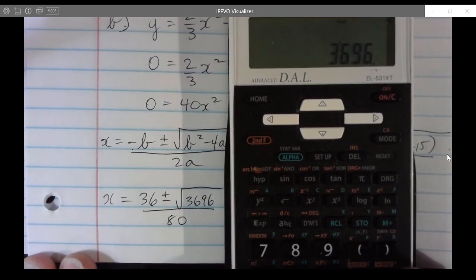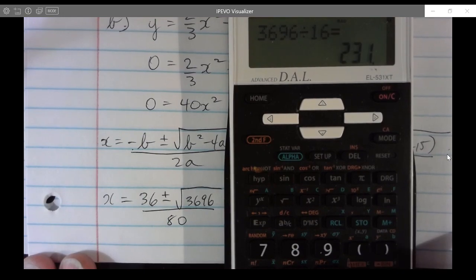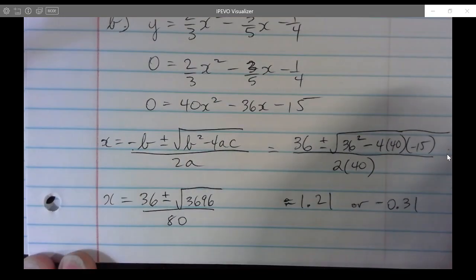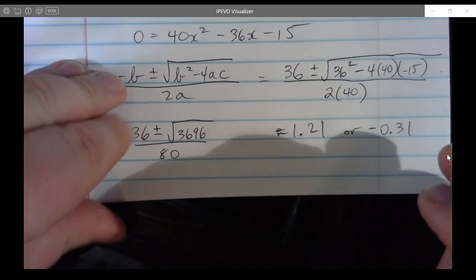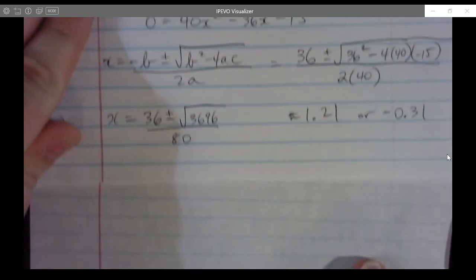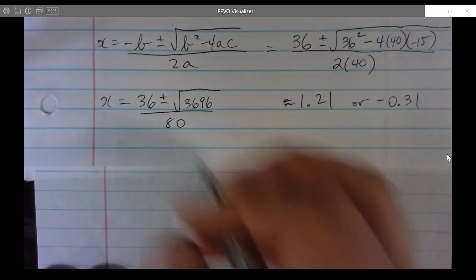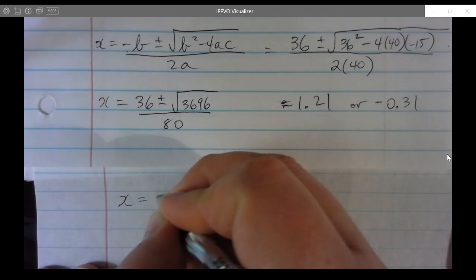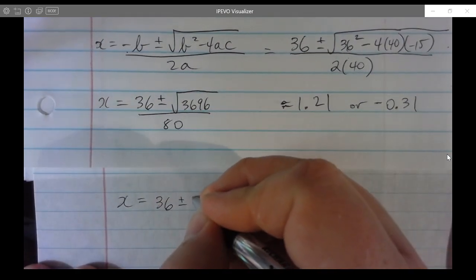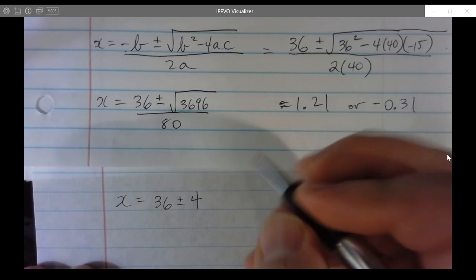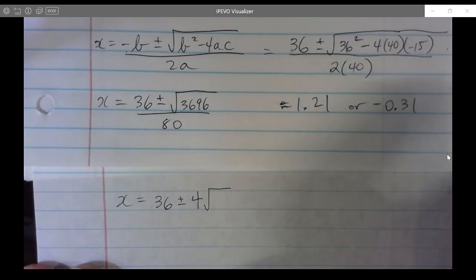Let's see, can you take a 16 out of this number? You can. So we're going to take a 16 out of that number. I'm a little bit out of space here, so let me just continue on another page. There we go. So let's take a 16 out of that number. So x is equal to 36 plus or minus, and when 16 comes out of the radical, remember simplifying radicals from grade 10? You get 4 root, and what did I get again?